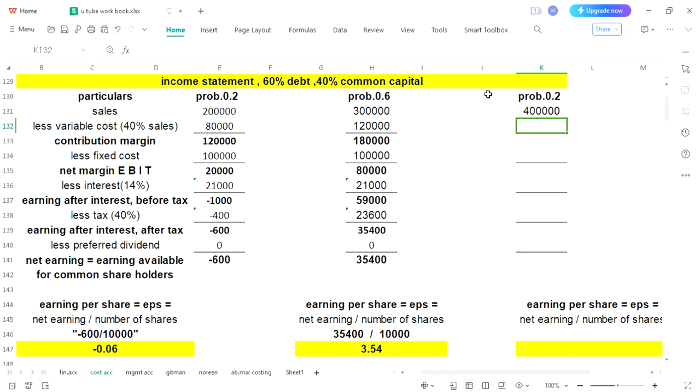Okay, so variable cost would be calculated by taking 40% of sales. The amount of sales is 4 lakh, and then you will take 40%. In this way you have got your variable cost, 1,60,000. Contribution margin can be calculated by subtracting variable cost from sales. 4 lakh amount of sales and variable cost is 1,60,000. So we have got 2,40,000 as contribution margin.